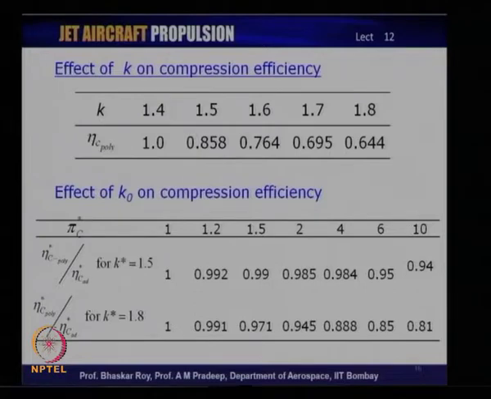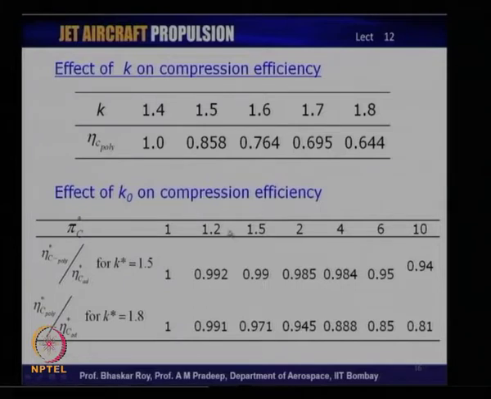If we look at K 0 and its effect on the compression efficiency, we see that as the value of K 0 changes from one value to another, and as the compression ratio changes, the value of efficiency changes substantially. If we have a compression ratio which is, let us say, 1, that means no compression at all, we say that the efficiency is 1. And when the value of K 0 changes, it remains 1.